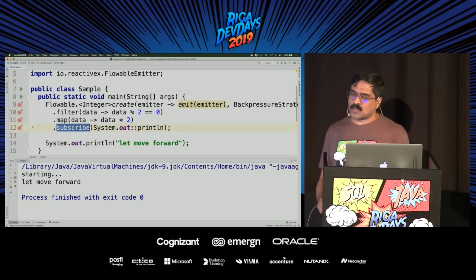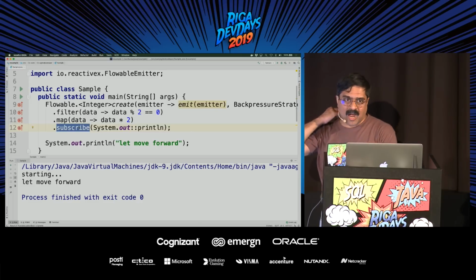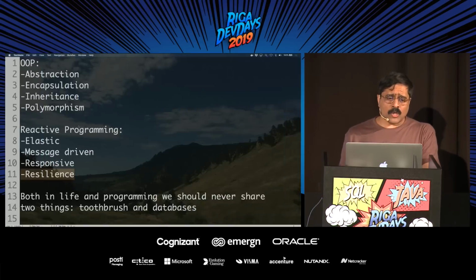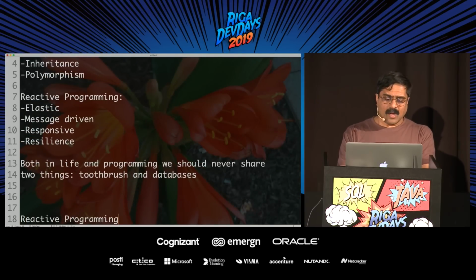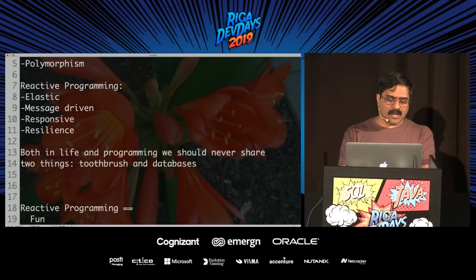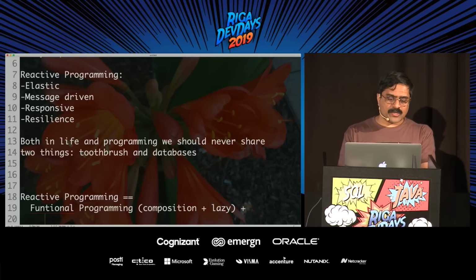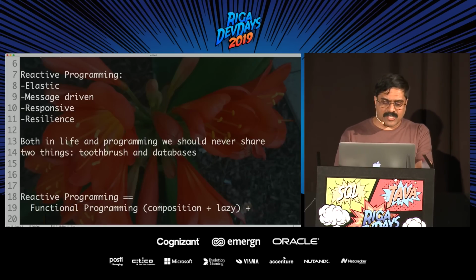So this is one of the reasons why I say that reactive programming is functional programming plus, because we start with the function composition and the lazy evaluation, and then we build on it. So what does that really mean in that case? I'm going to say reactive programming is equal to functional programming, because we are talking about composition plus lazy, and then plus we are going to add something more to it. And we'll see what we are going to add in just a few minutes.